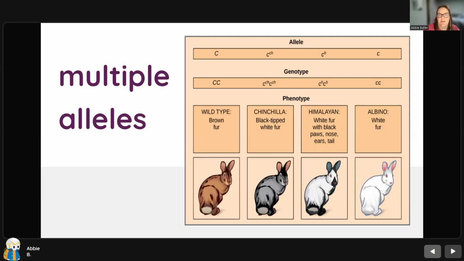Then you have C with the superscript CH. A combination of those two would be a chinchilla. And then if you have the C with little h, it would be the Himalayan. And then the recessive is albino. So the only time you could be recessive is if it's only lowercase c's.